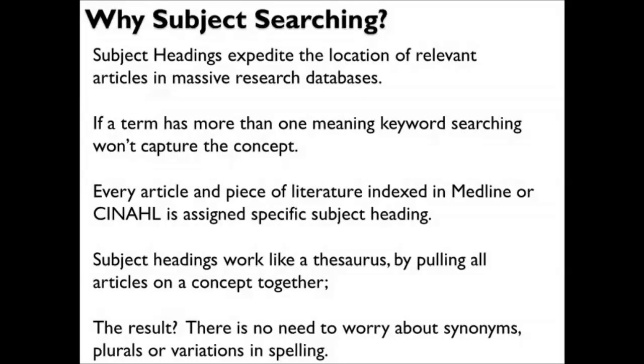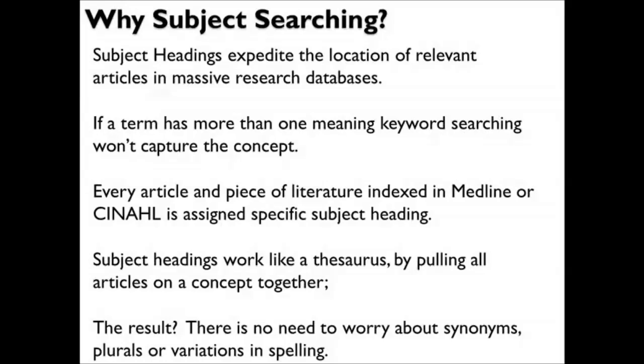Subject searching is important because it helps you draw together all of the literature in a database on your topic. So if you can find the subject heading that captures your concept, it will pull everything together for you, and you won't have to worry about variant spellings or synonyms.